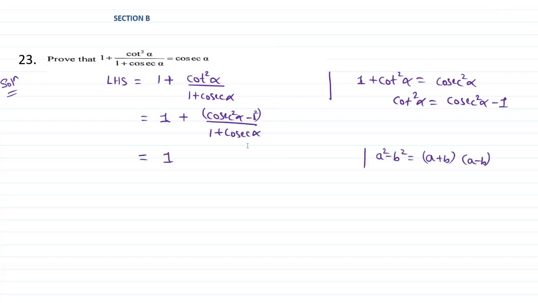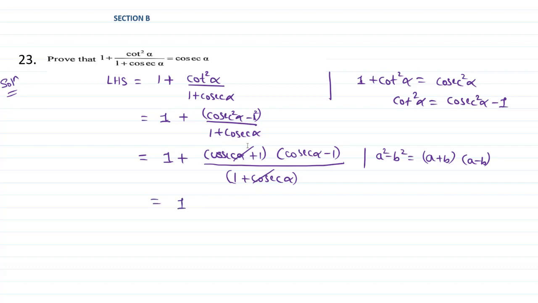In the next step, cosec square alpha minus 1 is nothing but (cosec alpha plus 1) into (cosec alpha minus 1), whole divided by 1 plus cosec alpha. Yes, 1 plus cosec alpha and 1 plus cosec alpha will get cancelled. We are left with 1 plus cosec alpha minus 1. 1 minus 1 will get cancelled, which is equal to cosec alpha.